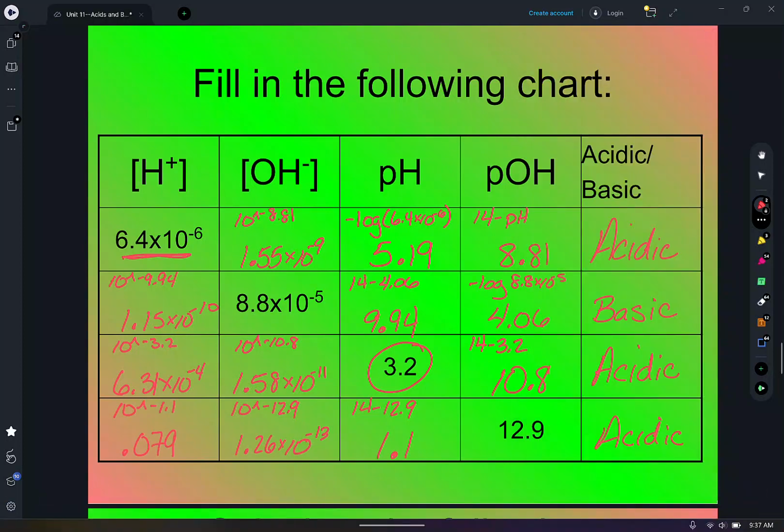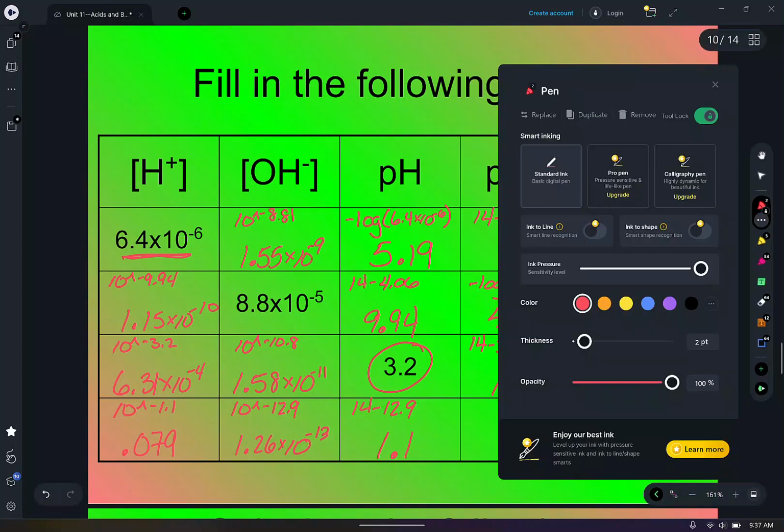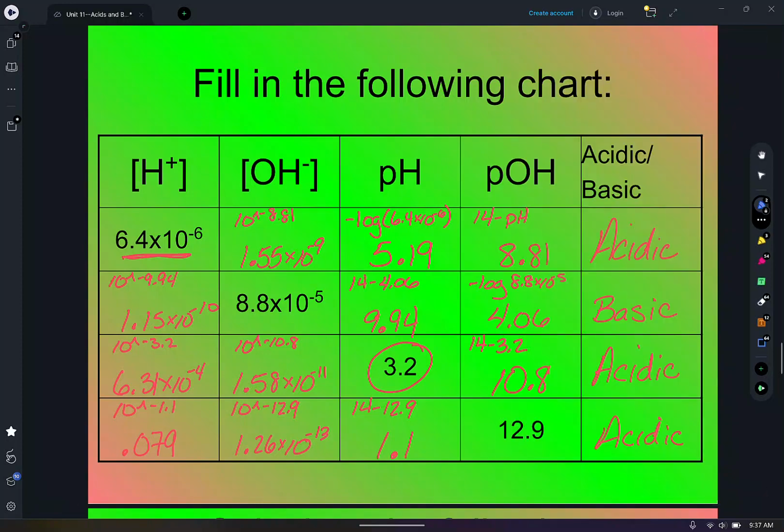Okay, that's it. How did you do? Pretty good? Did you get everything right? Fantastic. Now, I want to show you one last little trick. I want you to compare this column and this column. Look at your exponents in each of these.